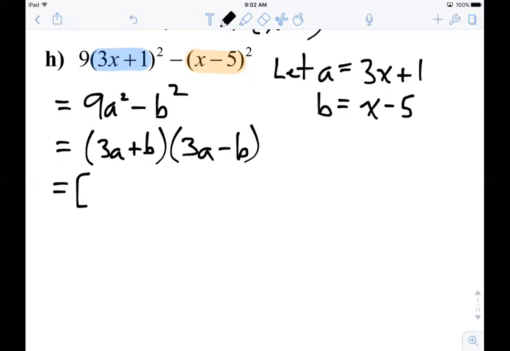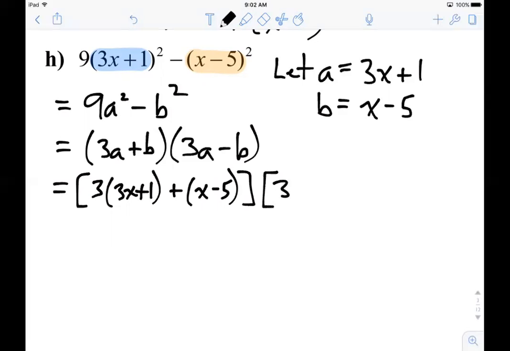It's 3 times A and then added with B. So it's 3 times 3x plus 1, and then added with x minus 5. So you can see the importance of keeping those A and B pieces in their own little bracket at first when I substitute them back in. That's really important. And then I'm going to have a very similar looking bracket, but with a subtraction. So it's 3 times 3x plus 1, and then subtracted with x minus 5.